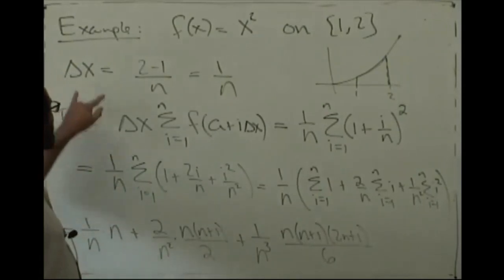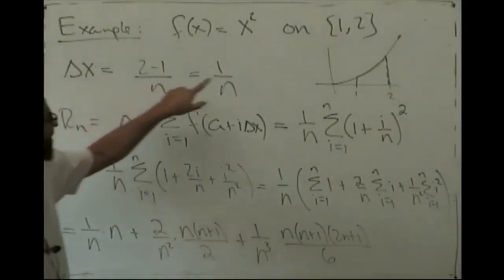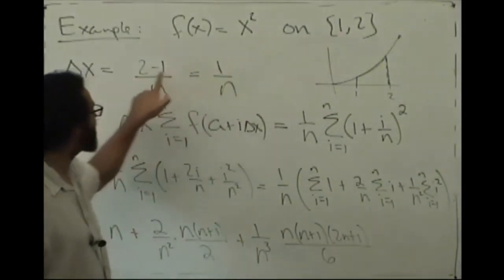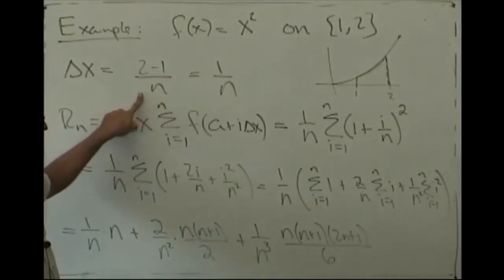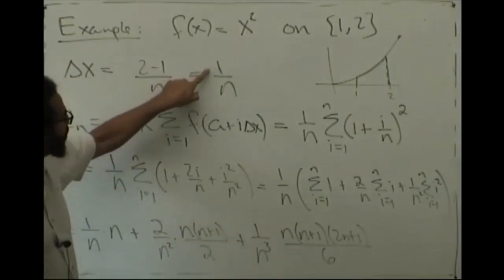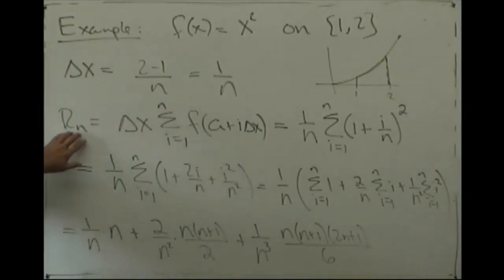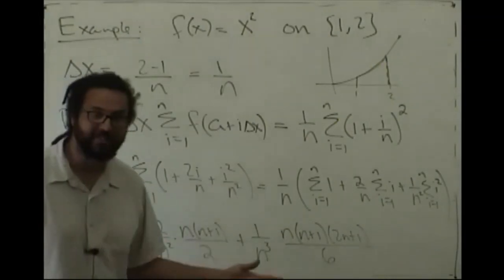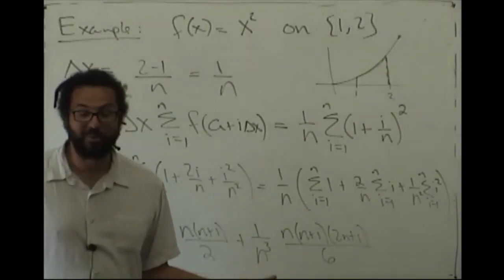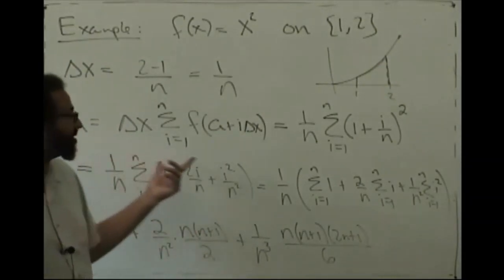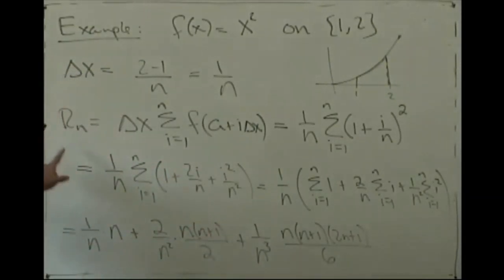So step number 1, same as always, find delta x. That's 2 minus 1 over n. If we're going to use n rectangles to start, then we know the width of each rectangle is 1 over n. And now let's use the right endpoint approximation. You could use the left endpoint approximation or the midpoint approximation. I will typically just use the right endpoint approximation.